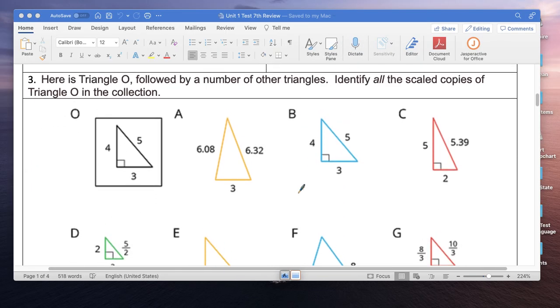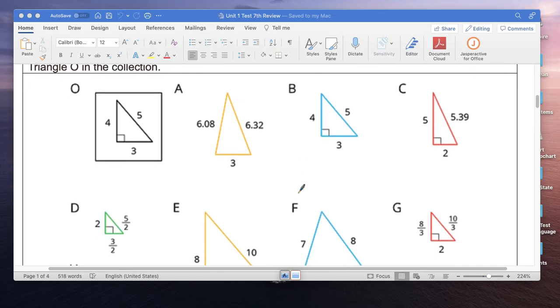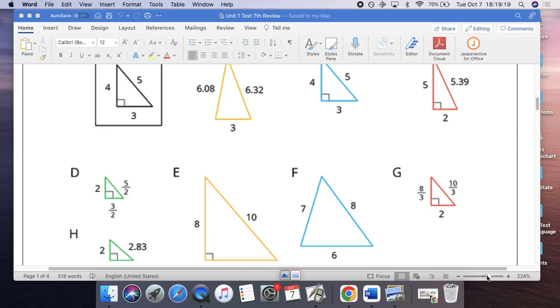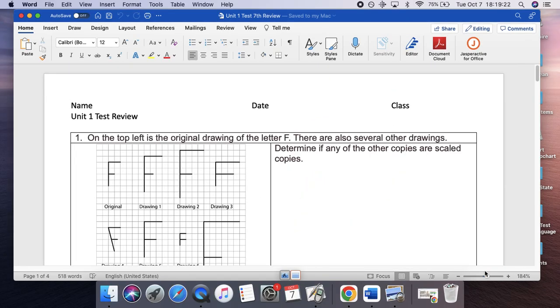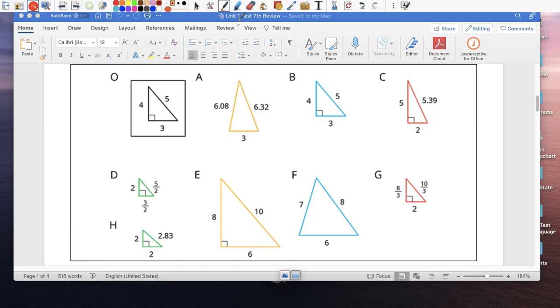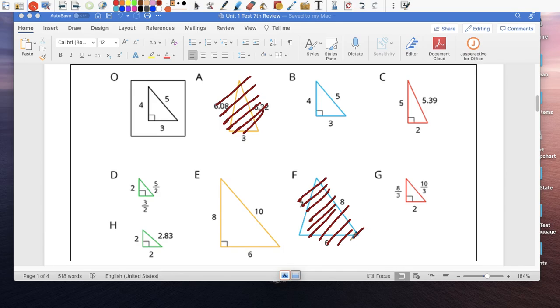Triangle O followed by a number of triangles, and identify all the scale copies. Okay, so make this a little smaller. Okay, so we want to figure out which one of these are scale copies. So this is like the first problem, except it already comes with numbers. Original. Let's take a look at the ones that are not scale copies. Obviously not a scale copy. This is a right angle triangle, so anything that's not a right angle triangle, you can say, see ya, gone, gone. Don't even look at them.